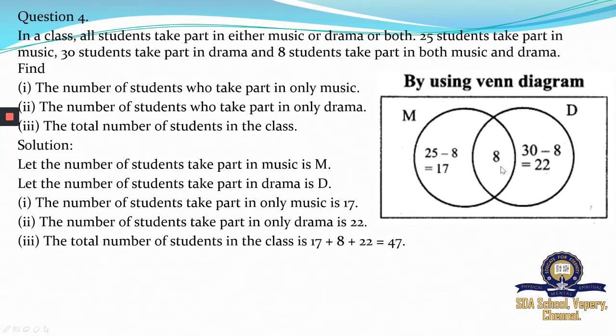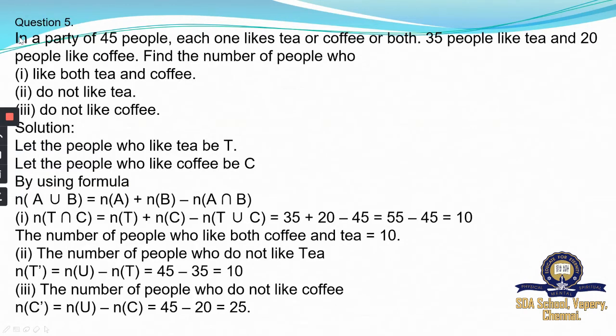And we also know that there are certain sections of students who take part in both music and drama. Now let us simply add the 17, 8 and 22. We get the answer as 47. Hence, we have solved the first, second and third subdivision. Moving on to the next question.